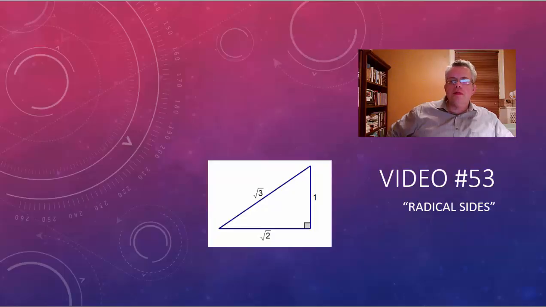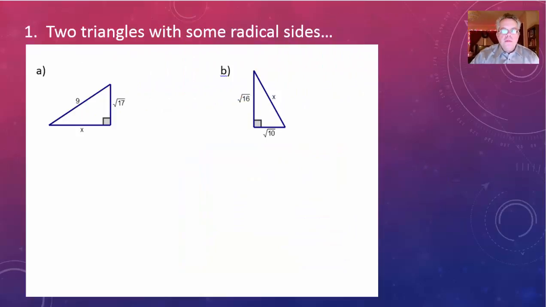Okay, here we go. This is video number 53 and it's about radical sides. It's a very quick video. We're going to use the Pythagorean theorem to solve some triangle problems, but this time around the triangles have some square roots on their sides. It'll be a piece of cake. Let's get started. Here are our first two examples.